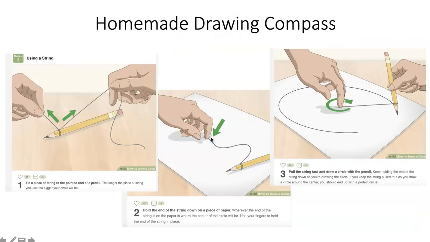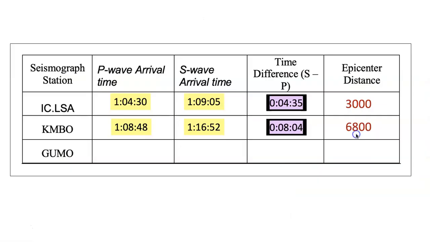If you don't have a drawing compass, you can make one at home. You can simply take a pencil, tie a string to it, and put it in the center of the map. Make sure that you stretch it so that it's the correct distance. So for example, this right here equals 3,000 kilometers on the scale, and then draw your circle. It's not going to be as perfect, but it's better than nothing.